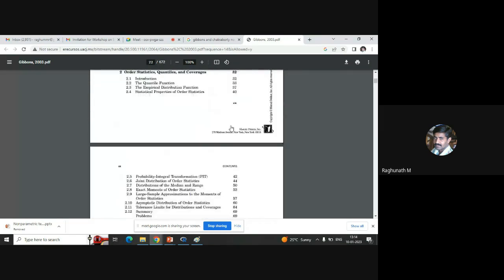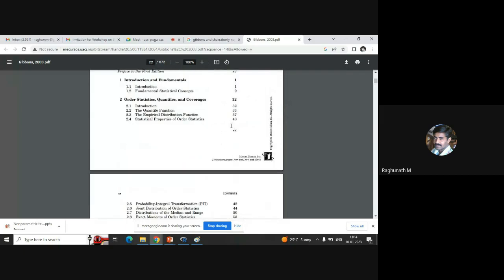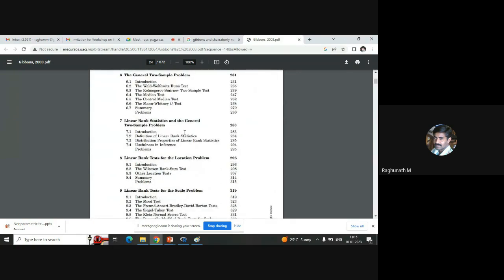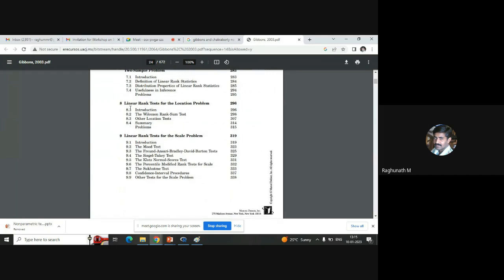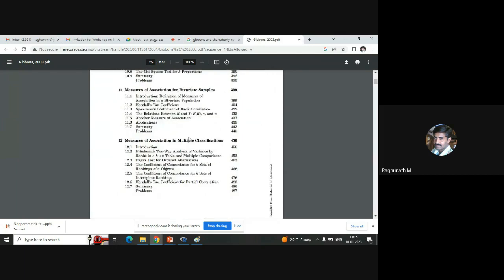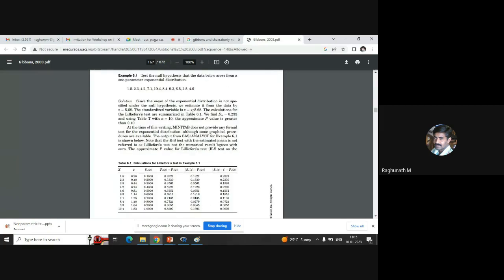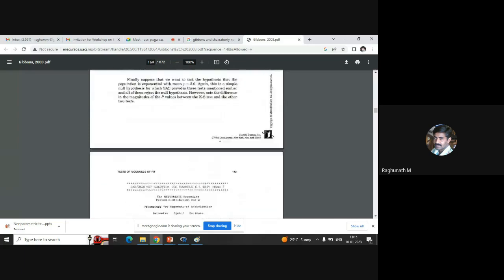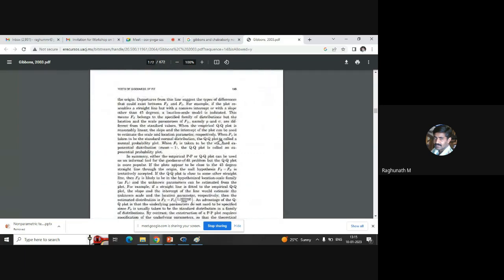Yes, this is one of the classical ones. There are many others, but this is one very good book. Whatever I was discussing about the sign test, Wilcoxon sign rank test, it will even go to the rank test and all the other things. If you go through page number 166 or 168, it will talk about whatever other things are there.